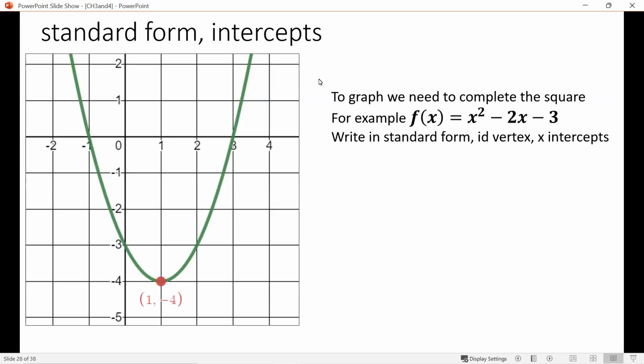Let's talk about one more piece of our quadratic equations, or quadratic functions, and that is working in standard form and also determining our intercepts. So for this function, f of x equals x squared minus 2x minus 3, notice it is not in the same form as we are used to. So we can't see what our h and k are here. To do this, we have to complete the square.